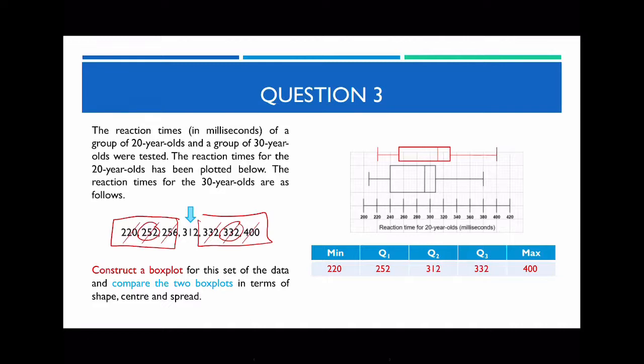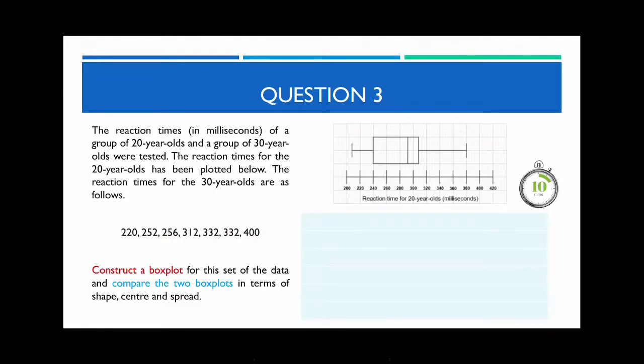So since this is a parallel box plot, I'm going to draw it on top of the one that's already provided in the question. And then I'll just label it so you can actually see which box plot corresponds to which particular age group. Now, once you've done that, then you can actually compare the box plots.